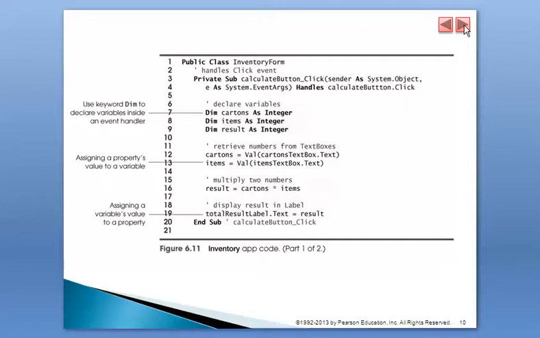Now on lines 12 and 13, the program is reading from 2 text boxes the values that the user is providing. Then line 16 is what we call an expression, in which the variable result gets the value from multiplying the numbers given by the user. And then on line 19 we're going to display the value of that variable as text in that label.